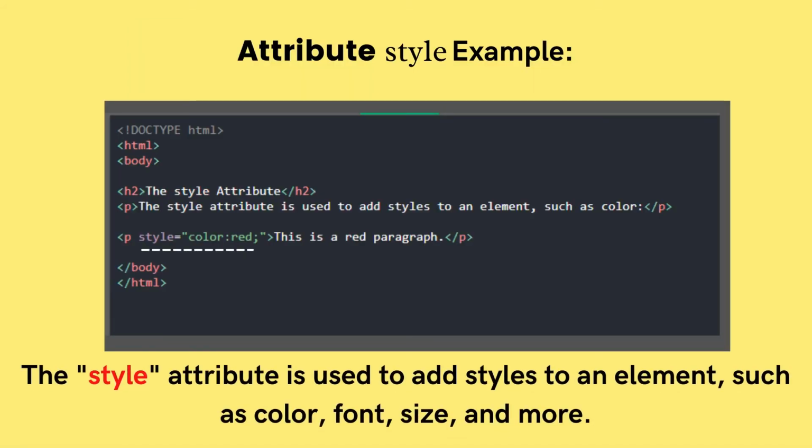Example on the style attribute. The style attribute is used to add styles to an element, such as color, font size, and more. Here we can see in the above example, the paragraph element color is red, so in the output the paragraph will change into red color.